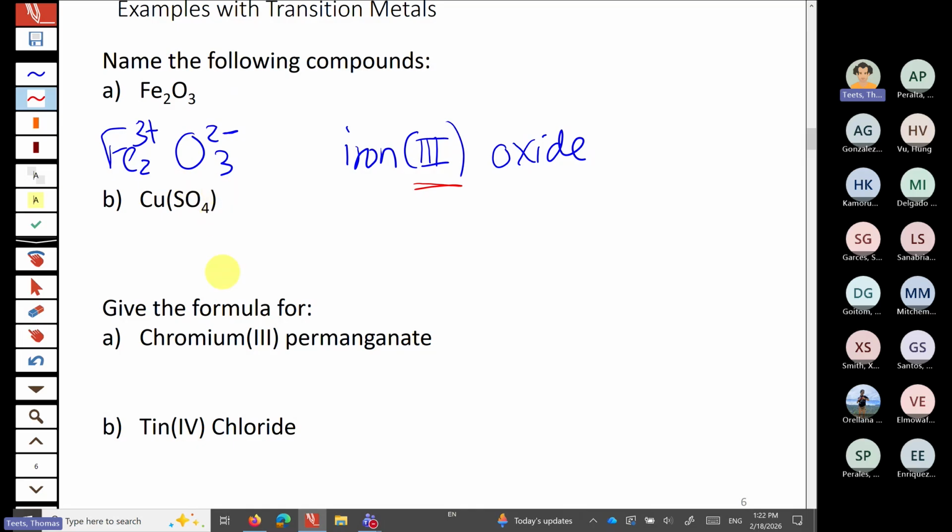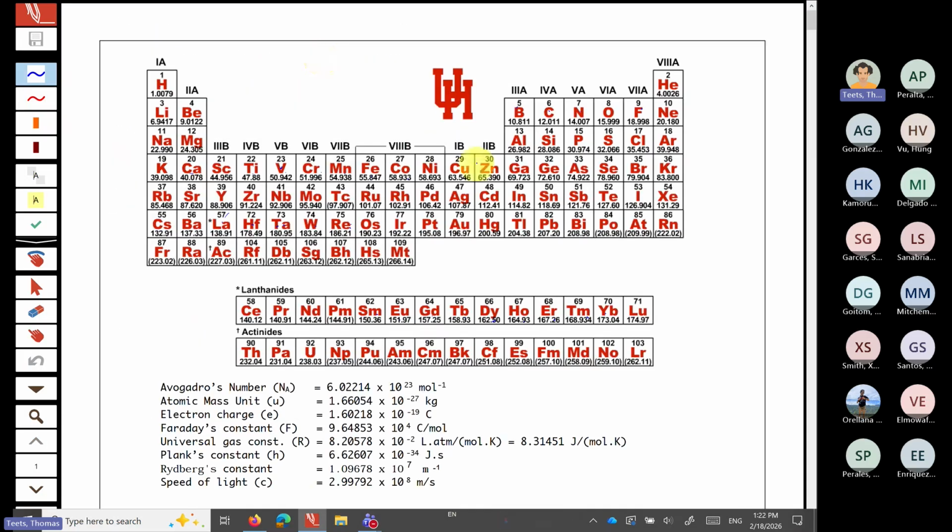All right, and then the other one that I gave you here is CuSO4. All right, so for this one, we have copper, which is the metal, and Cu is over here towards the right, but still in the transition metal series.